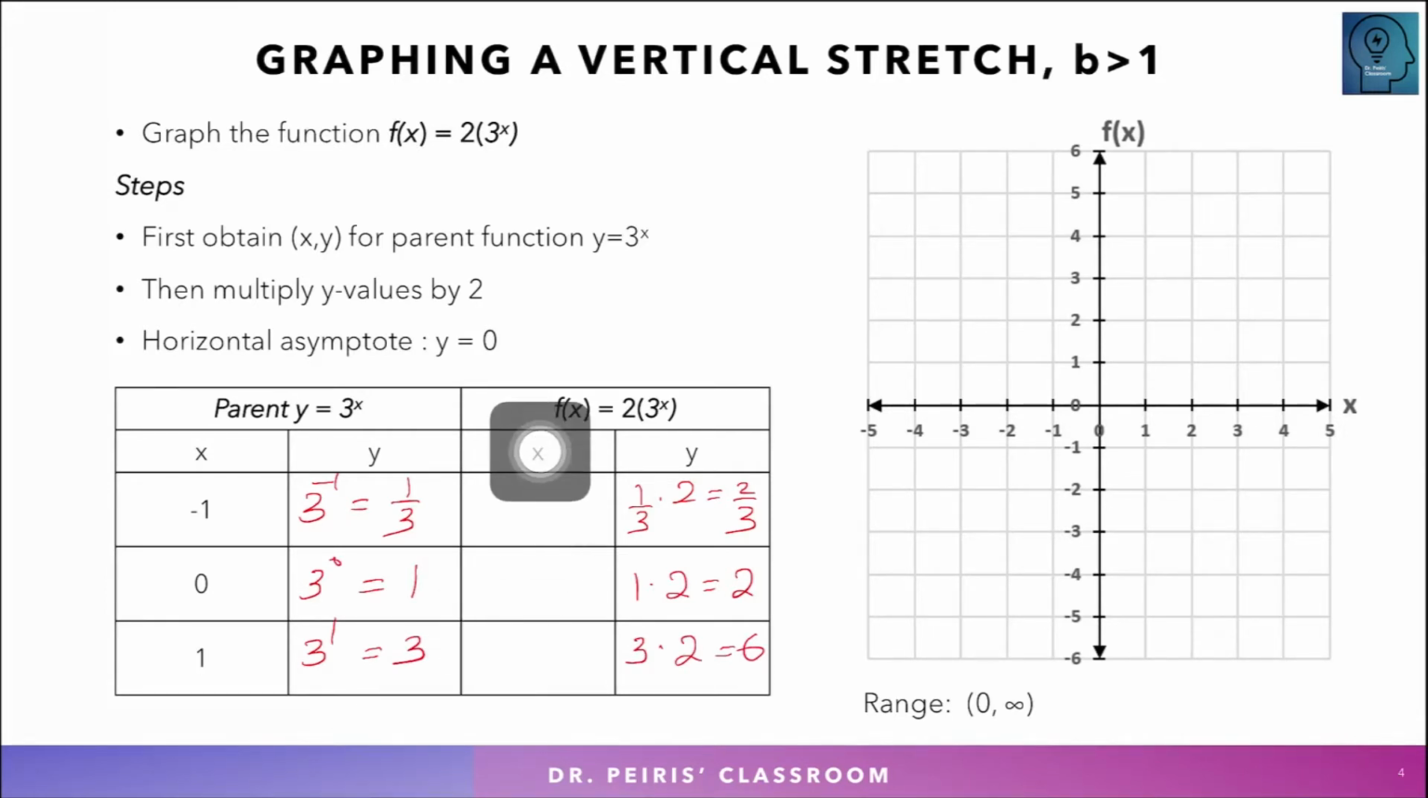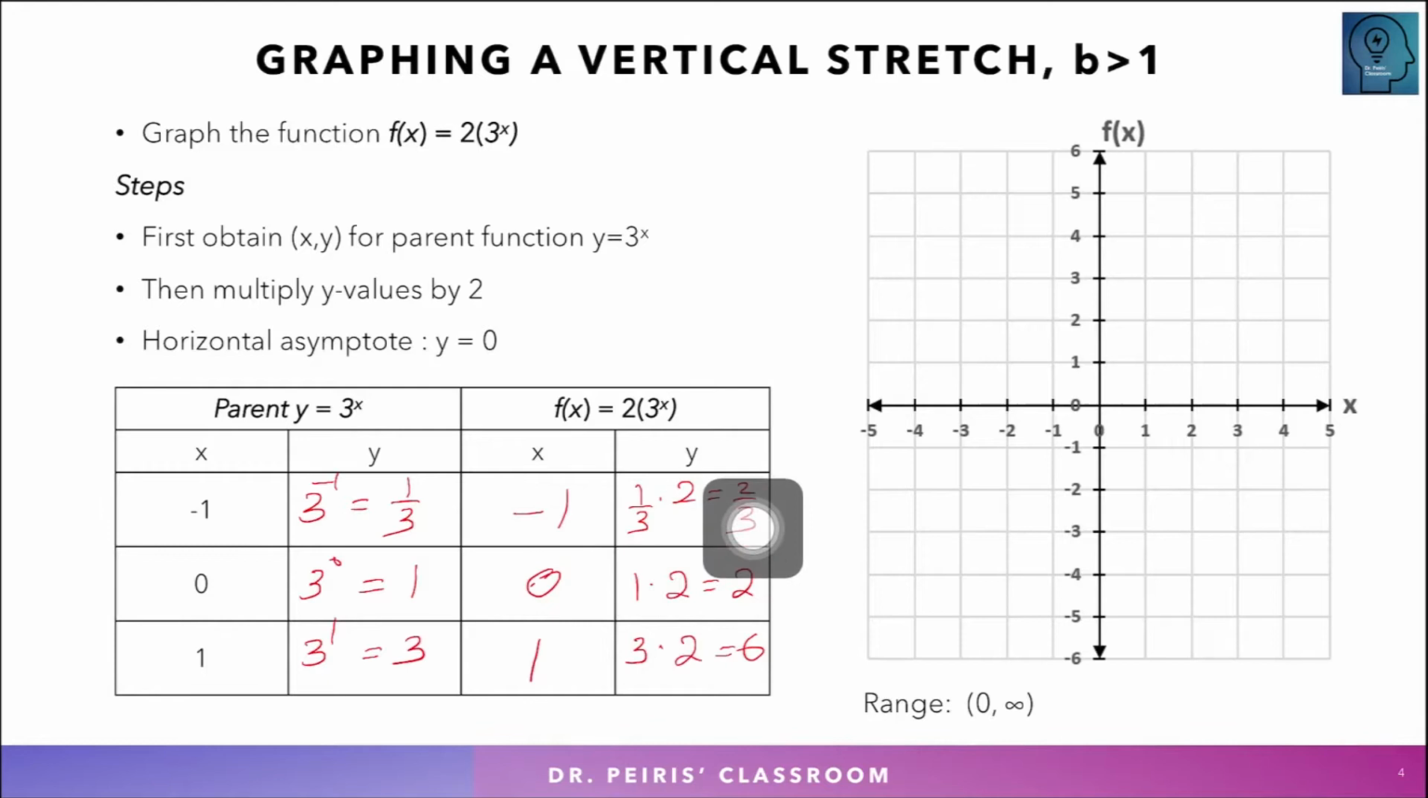Now is there any change for the x values? There is no change for the x values because this is only a vertical stretch. So something is happening to the values on the y-axis, but nothing happened to the x values. So the x values remain the same as -1, 0, 1. And again, since it is only a vertical stretch, no change to the horizontal asymptote, which is at y equals 0. Now let's put these points on the graph to plot the graph.